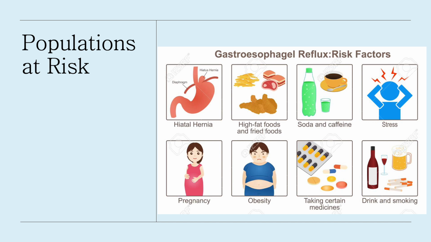Smoking weakens the LES. Stress. With stress, you have an increase of acid production. With soda and caffeine, these are highly acidic beverages. So guess what? They put stress on the LES, right? So how about the foods that we eat? The foods that we love, right? Our high-fat foods and our fried foods, guess what? They trigger a release of a hormone called CCK, which can cause the LES to relax.